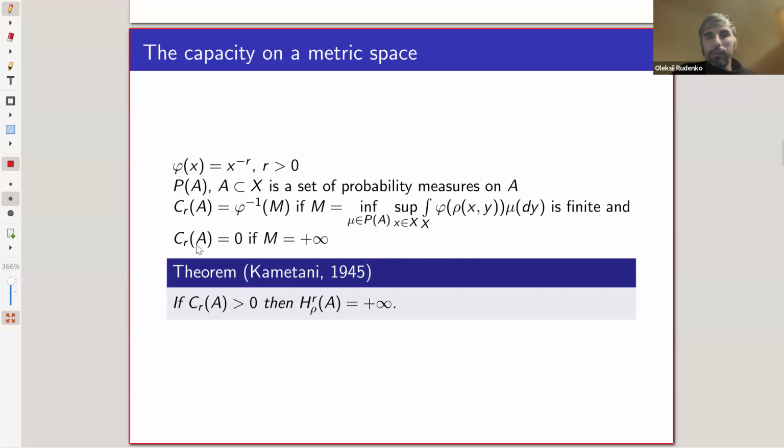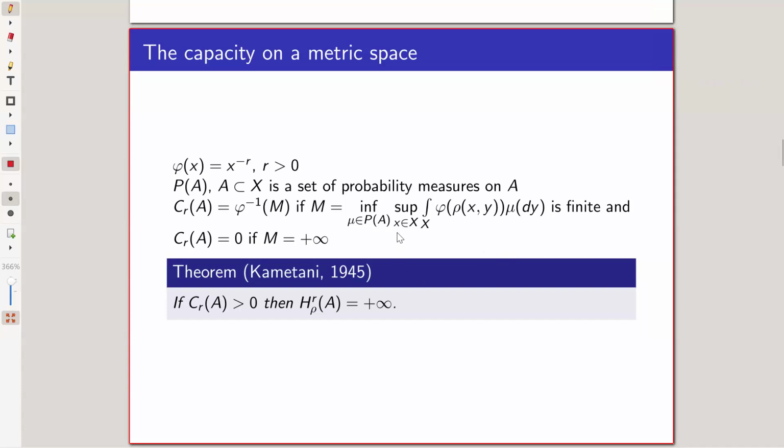And if no such measures have this supremum finite, then it is always infinite. So then capacity is declared to be 0. This is a small set. It is not big enough to have such good measures on it.